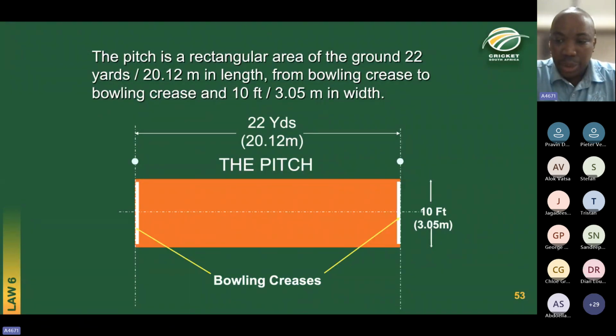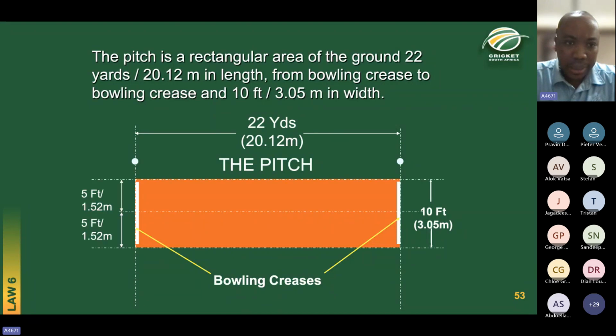So here we come into contact with the names of the creases. The stumps are pitched on the bowling crease. And when a grounds person starts with their pitch, they're going to start with the middle stump, and the extremity of each side of the pitch is 1.525 meters. And if you add 1.525 plus 1.525, you get 3.05 meters, which is the entire width of the pitch.